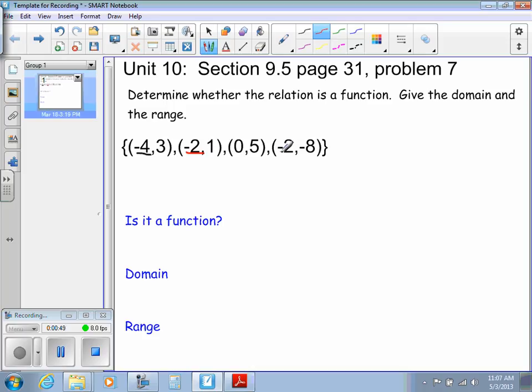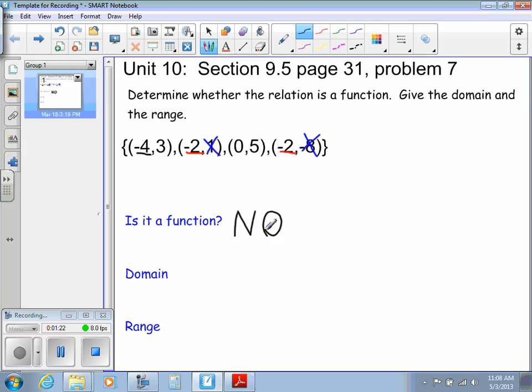And yes, it does. I've got two ordered pairs that both have -2 as the input. Do I get the same output for both? And unfortunately, the answer is no, they're not the same. What does that mean? That means it's not a function. Anytime I have the same input and I don't get the same output, then it's not a function. So is it a function? No.